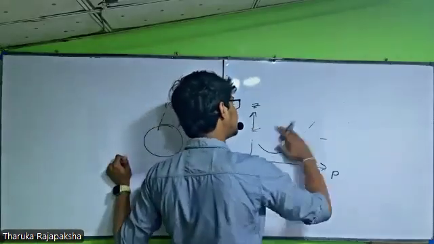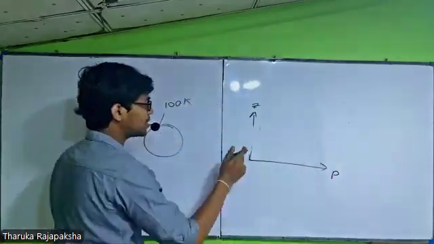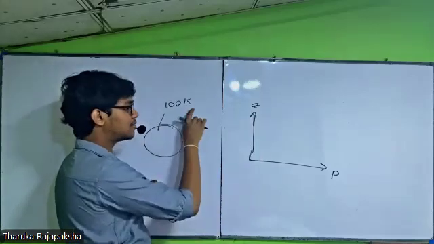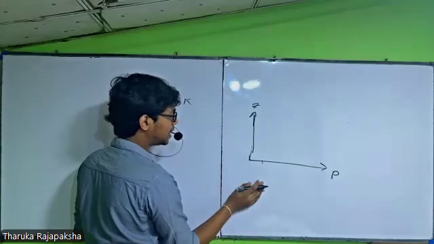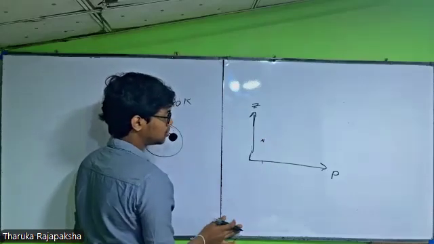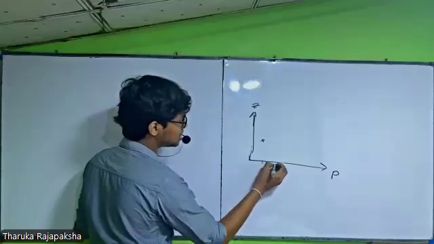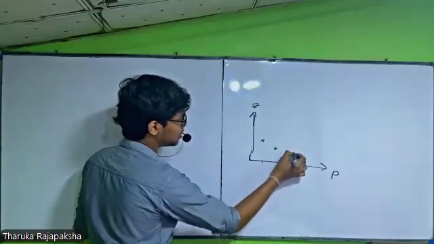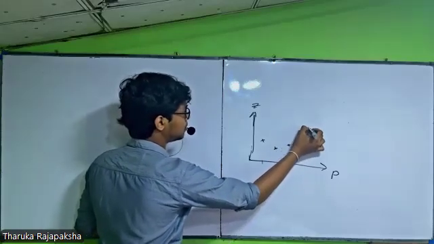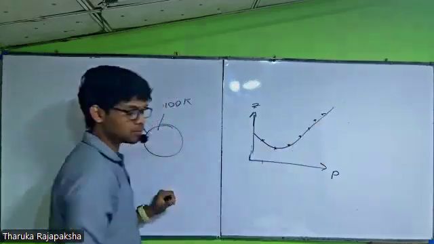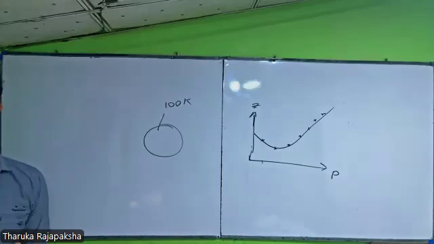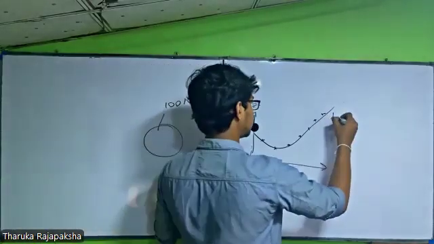It's like a physics practical, right? You are going to first keep this at 100 Kelvin and then increase the pressure until 1 atm and plot a point. Then again increase the pressure a little bit, and again plot a point. Again plot a point. And now you have a graph. So this is at 100 Kelvin.